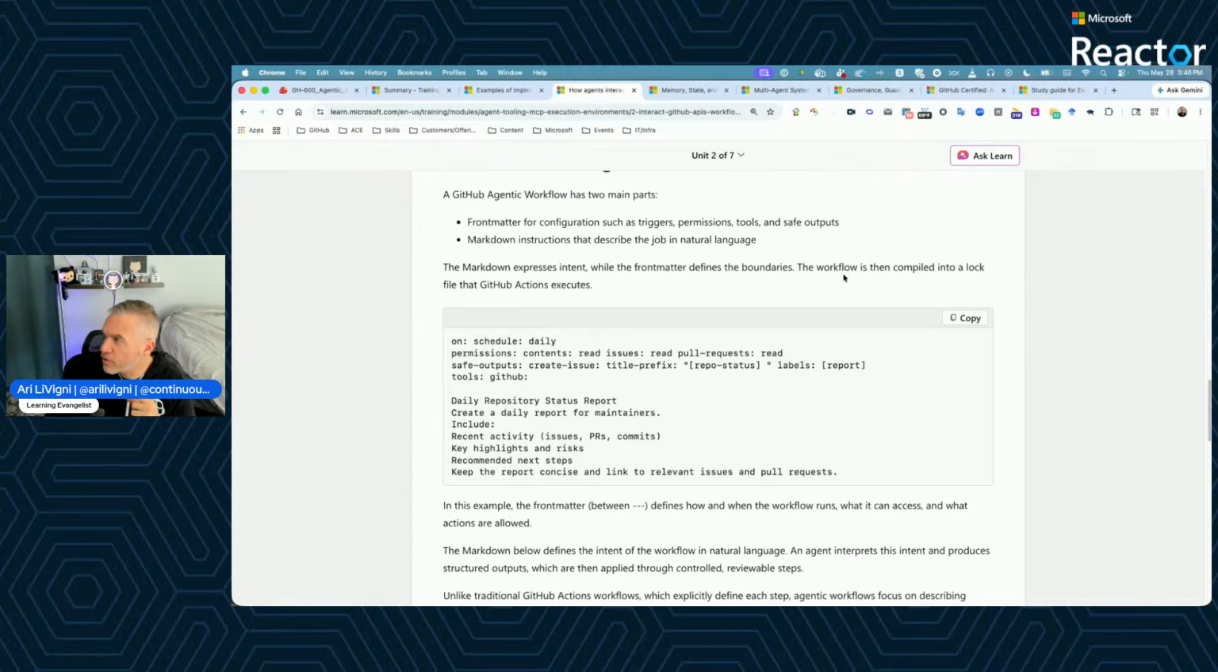Format defines the boundaries. The workflow is then compiled into a lock file. So with agentic workflows, when I covered that and we compile it, it generates this lock file. But the source of truth is your markdown that you define, and it takes that and generates the agentic workflow that becomes the GitHub Actions that run at the end of the day. And daily repository status reports are examples of things that you would do as part of your agentic workflows.